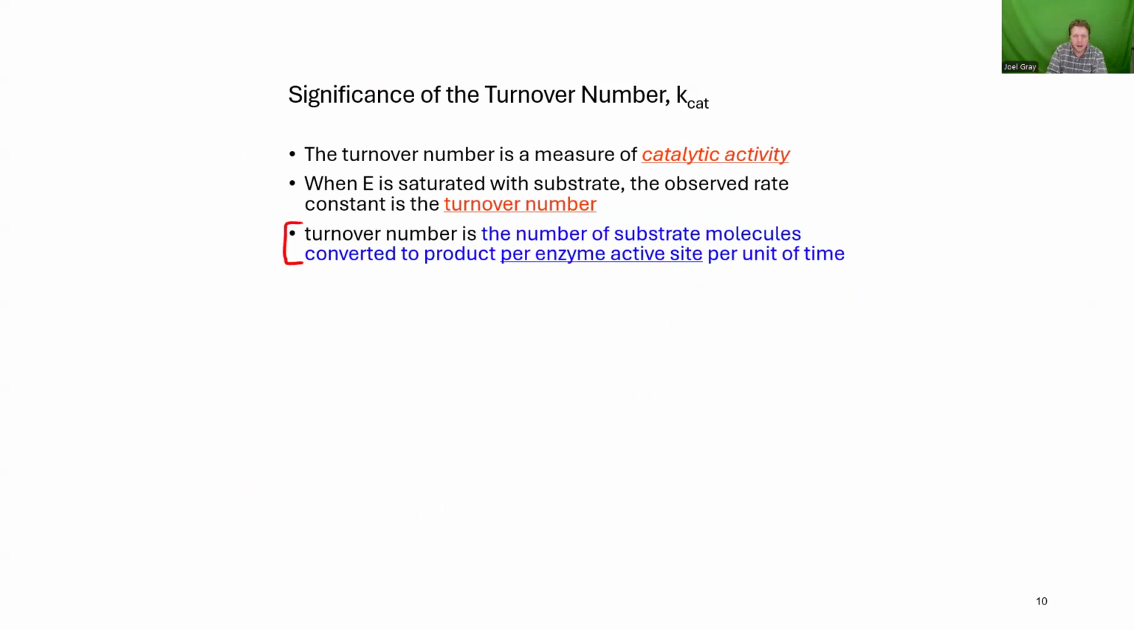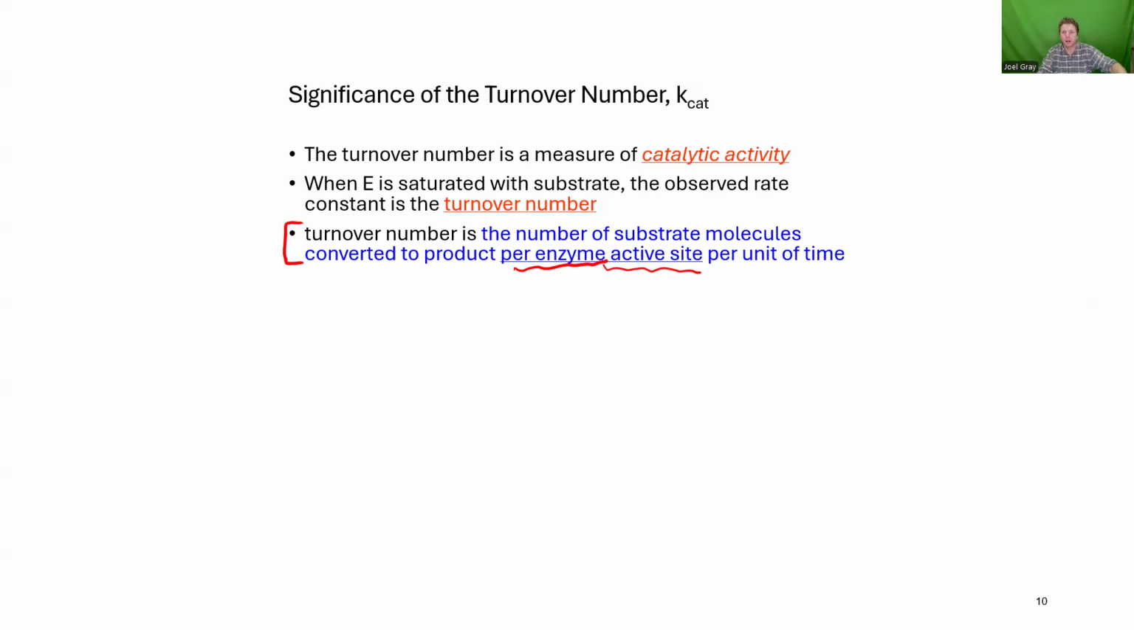The turnover number is the number of substrate molecules converted to product per enzyme, and let's add on to that, per enzyme active site per unit of time. There are some enzymes that have multiple active sites. You can think of this similarly to hemoglobin. Hemoglobin has 4 oxygen binding sites. There are some enzymes that are tetramers, like hemoglobin, and they have 4, not necessarily oxygen binding sites, but 4 active sites where each one of those is doing something.